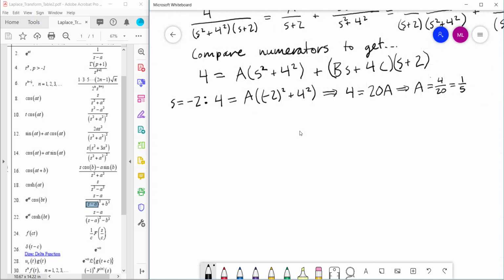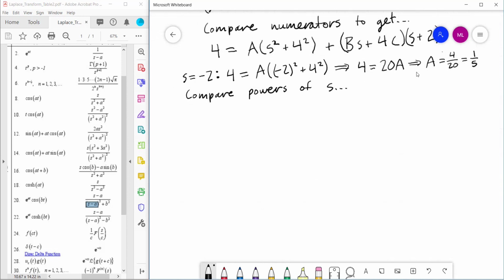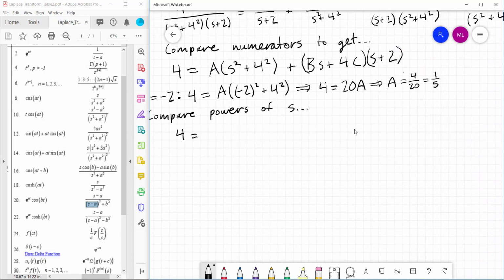The next step would be to either plug in another value that we think would be interesting. Now that we've knocked this one out, things are going to be luckily a little bit easier, so we could plug in some other values of s, or again, we could choose to compare sort of the different powers in this case if we wanted to do that instead. So if I want to compare the powers of s, so let's think if we were doing it that way. The equation would be 4 equals, so basically I'm going to actually FOIL all of this out now.